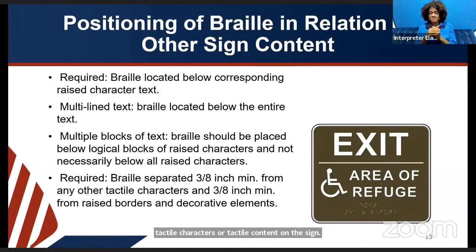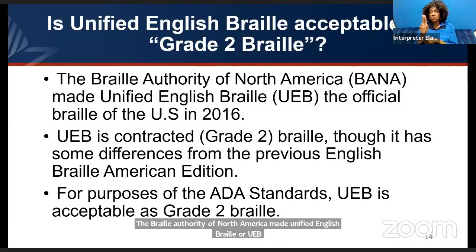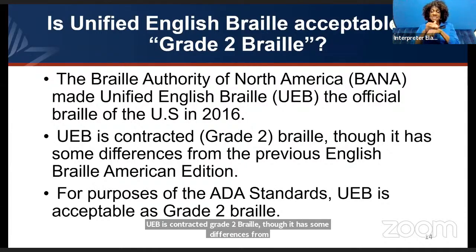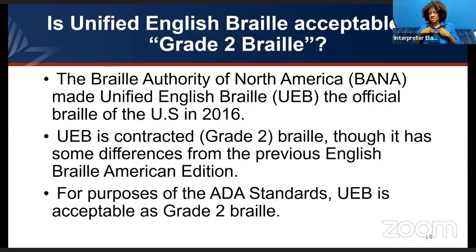Next slide, slide 14. Is Unified English Braille acceptable as grade 2 Braille? The Braille Authority of North America made Unified English Braille, or UEB, the official Braille of the United States in 2016. UEB is contracted grade 2 Braille, though it has some differences from the previous English Braille American edition. For the purposes of the ADA standards, UEB is acceptable as grade 2 Braille.